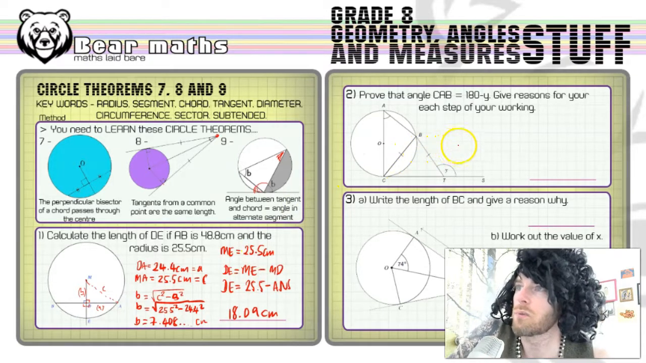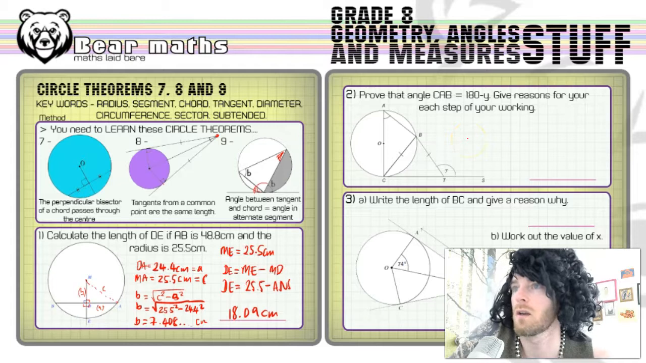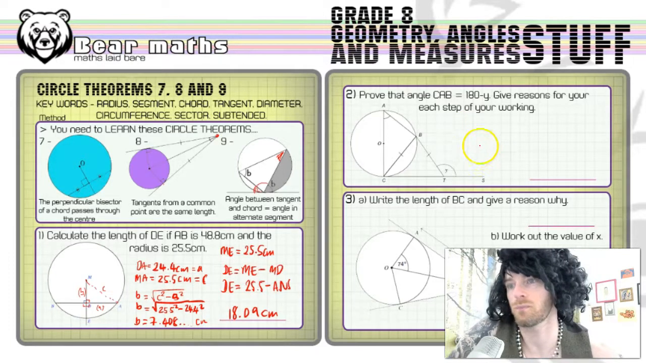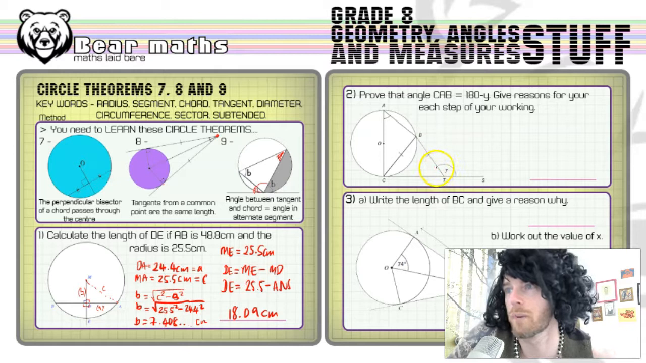Now question 2, we've got to prove that angle CAB equals 180 minus y, and we've got to give some reasons for each step of the working. So these proof ones are tricky sometimes, but this one I don't think is too bad. All right, we've got an angle there which we could call angle CTB. All right, and that is equal to 180 degrees take away that y, because that's a straight line, right? So that angle has to be 180 degrees, and if we took away the y, we'd be left with the angle that's left over. So 180 degrees minus y.